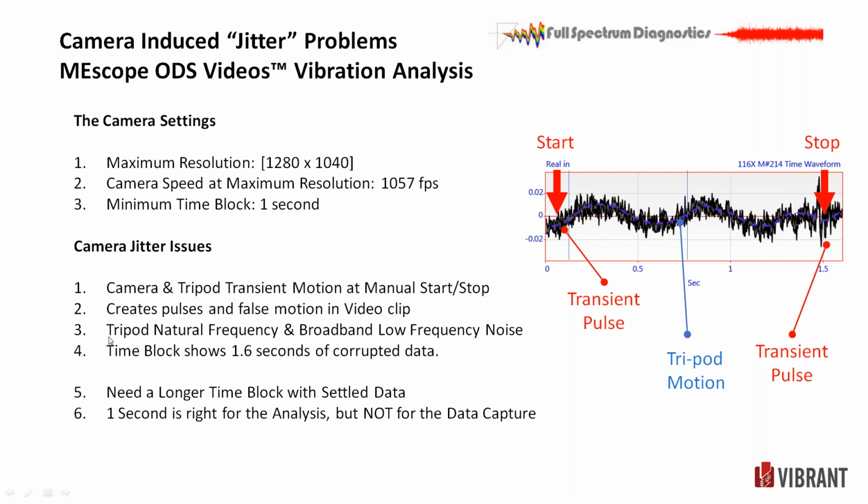Okay. Tripod natural frequency and broadband low frequency noise are usually a problem. When this occurs, the time block shows 1.6 seconds of corrupted data. What I need is a longer time block so that the transients can settle out. 1 second, this is the key. 1 second is right for the analysis because all I need is 1 second of video, but not for the data capture. Data capture has to be a little more explicit, okay?